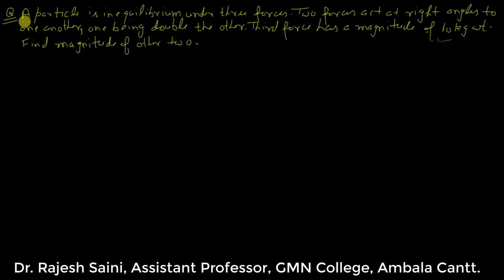So the statement of the problem is, a particle is in equilibrium under three forces. Three forces are acting upon the particle and the particle is in equilibrium under the influence of those forces. Two forces act at right angle to one another, that is, at a 90-degree angle. One being double the other. The third force has a magnitude of 10 kilogram weight. Find the magnitude of the other two.